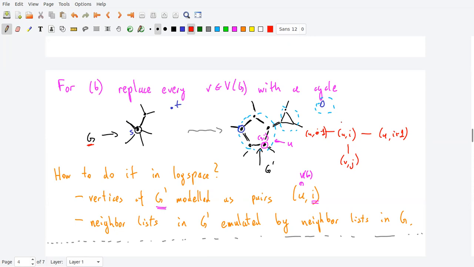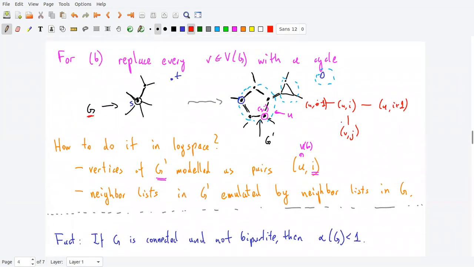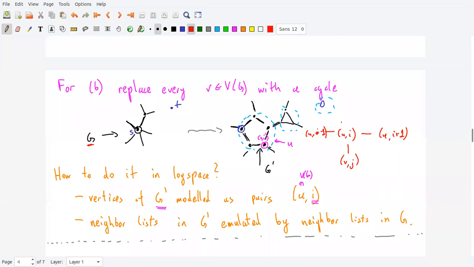Good. Any questions about this? Because this is a very basic idea of emulation that will be used very much later on. Okay. If not, then, sorry, how do we determine J? How do we get J?